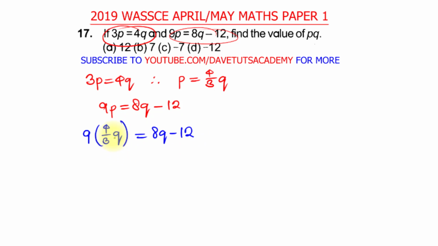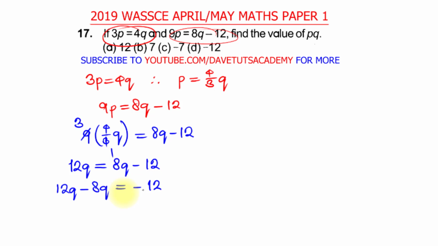And if you want to solve that, you can say 3 can be used to divide 9 here, and we have 3 remaining. 3 times 4, that is 12q, okay, is equal to 8q minus 12. If we take this 8q to the left hand side, that will be 12q minus 8q is equal to minus 12. 12q minus 8q is 4q is equal to minus 12.